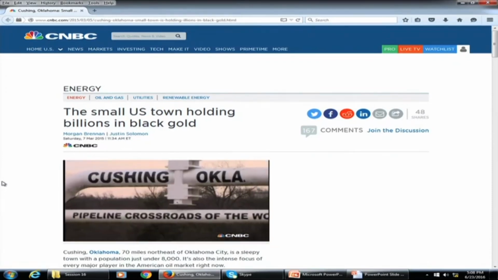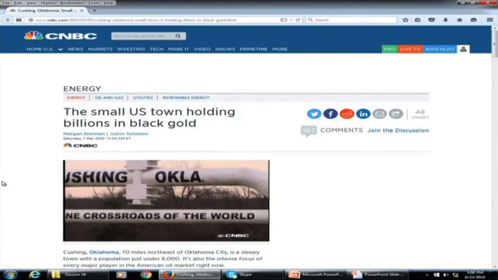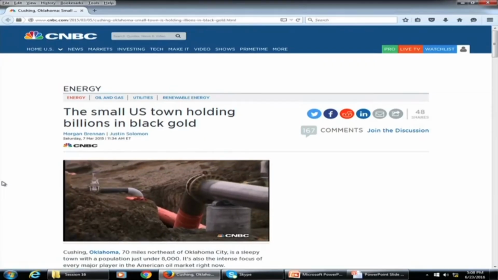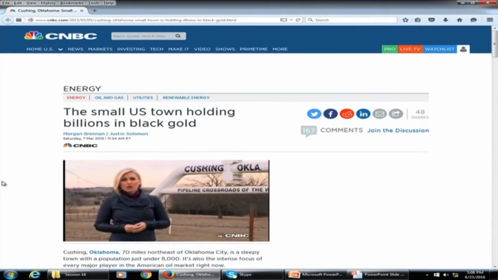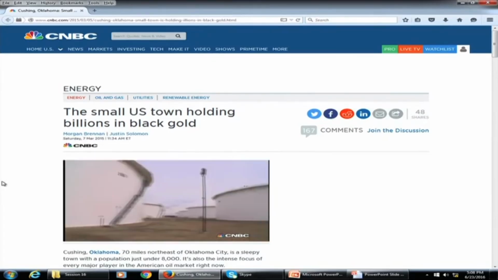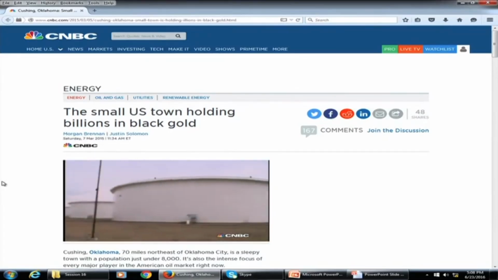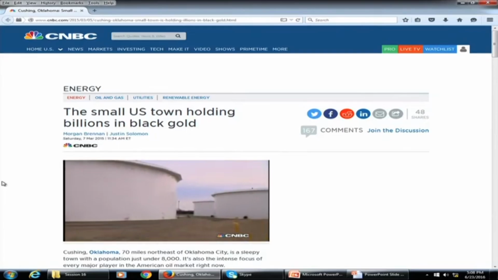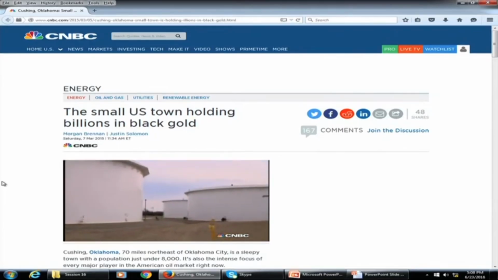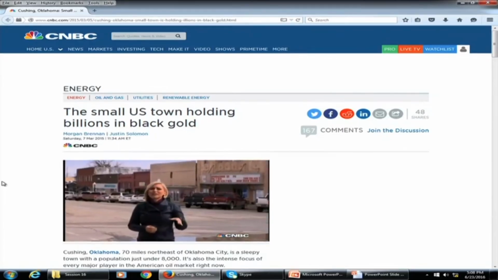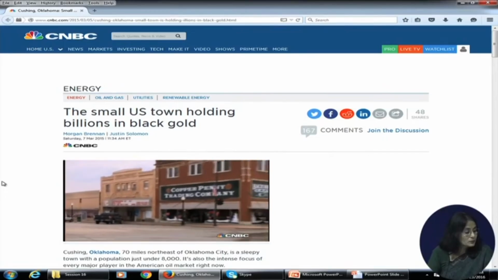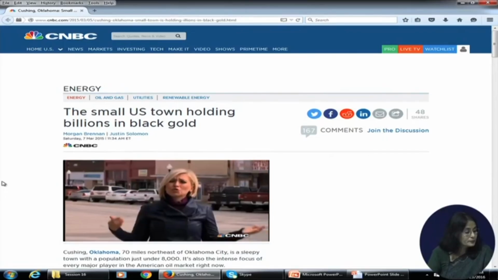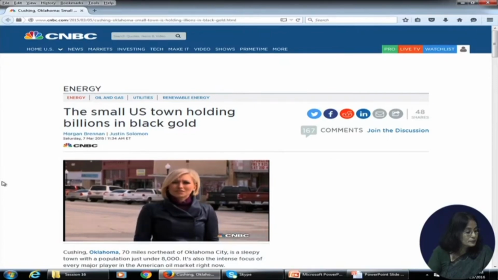This place is nicknamed the pipeline crossroads of the world because, well, there are dozens of pipelines bringing crude in and out of Cushing. But with U.S. oil priced below $50 a barrel, there's currently more crude oil coming into Cushing than going out. That's because traders can make a bigger profit storing their supply and selling at a later date for a higher price. So it may not look like much, but the residents of this sleepy town have some $2.5 billion worth of black gold in their backyards.